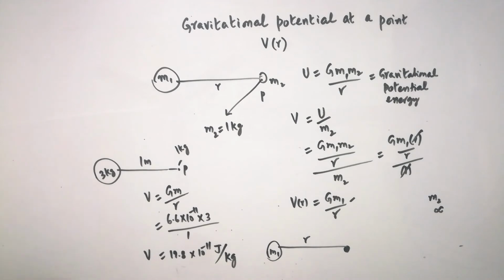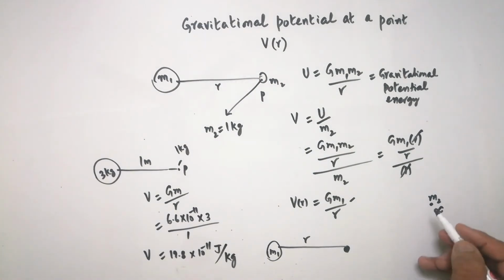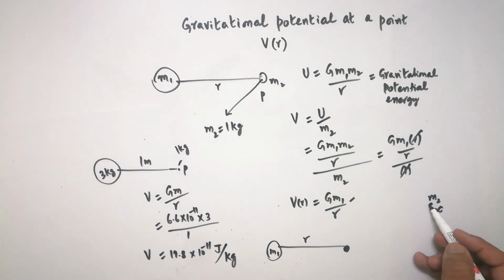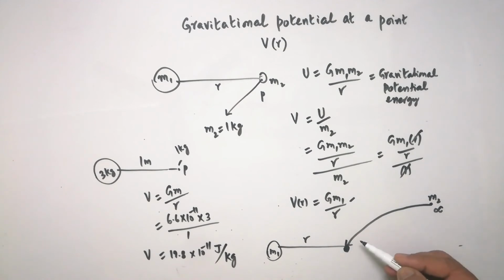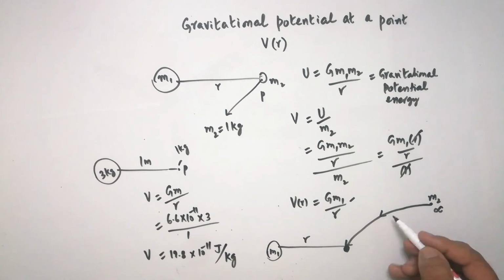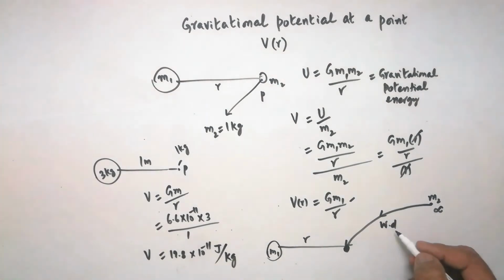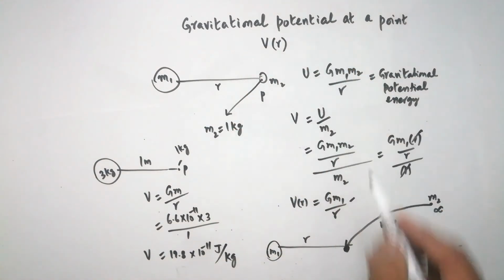Now we are going to do some work done. So here this m2 mass, it could be taken as unit mass. This m2 mass, unit mass, must be brought from infinity to which distance? r distance. For that we have to do some work done. That work done is called gravitational potential at a point P.